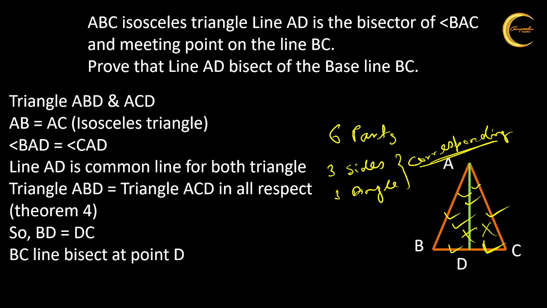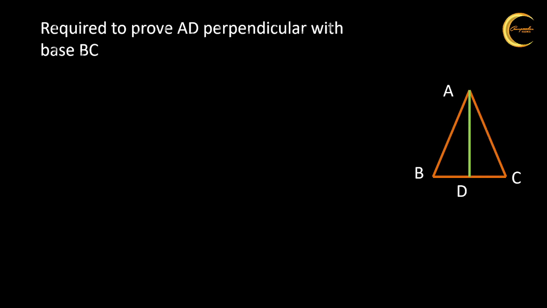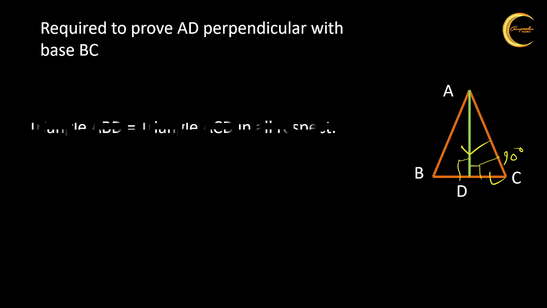Now you see the second problem. This second problem is we have to prove that this AD line is perpendicular to the base BC line. So this should be perpendicular, or 90 degrees. Okay. So let's see the proof.